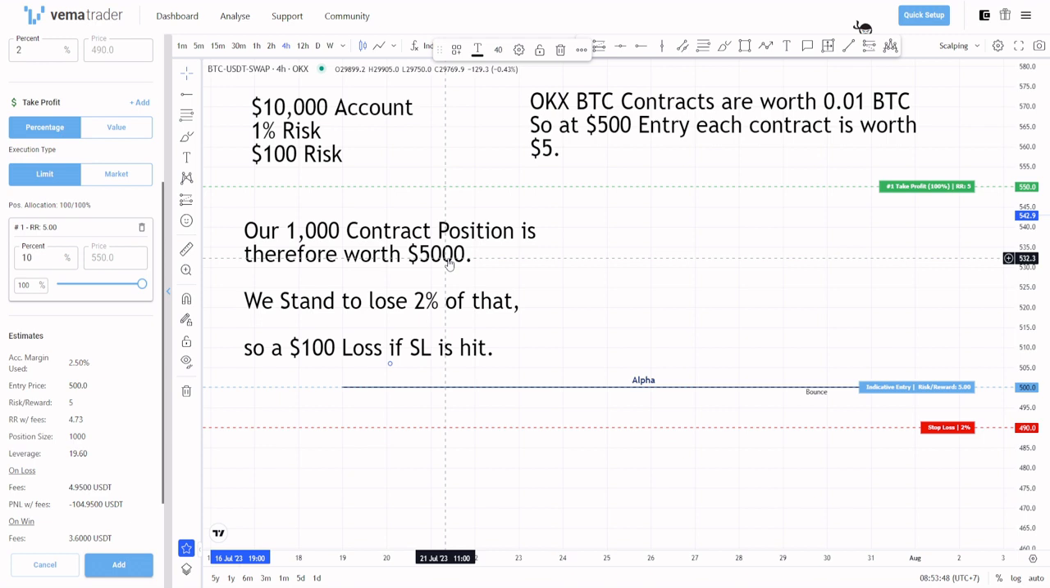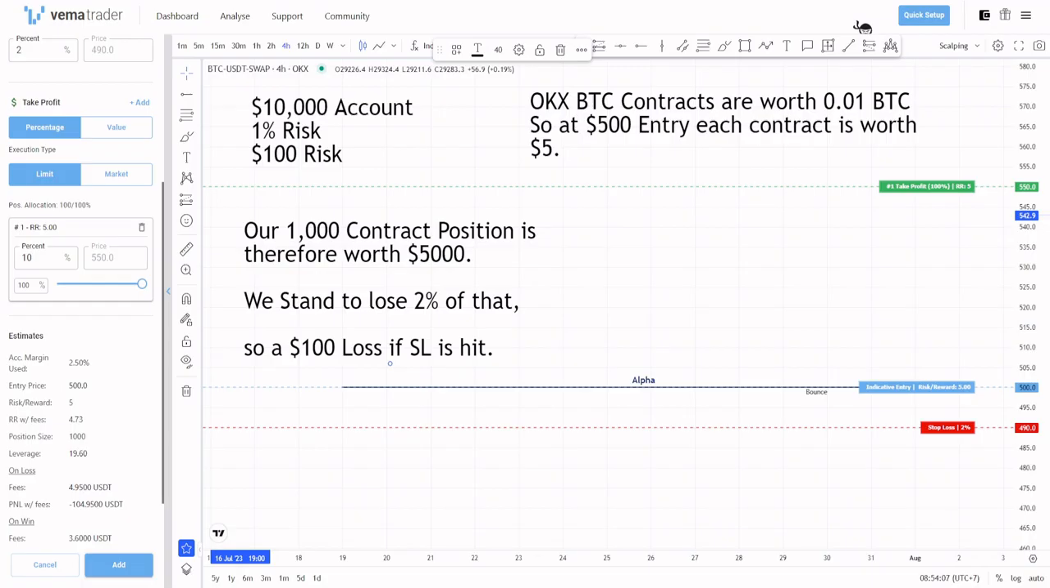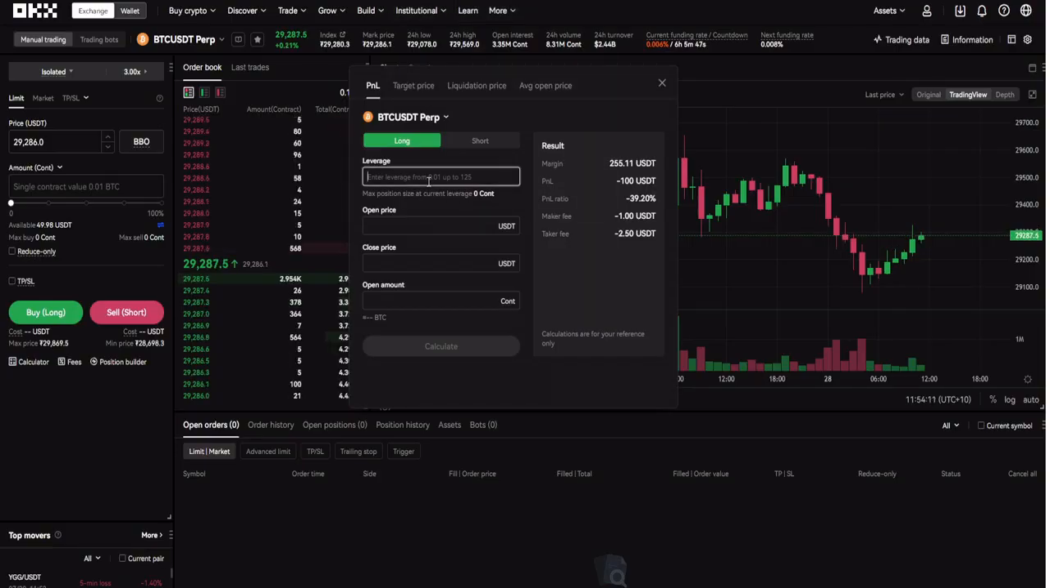Now, one of the questions that really commonly comes up: how do I change my leverage to reduce my fees? Well, the answer is you cannot. Changing your leverage does not affect the fees whatsoever. So we can come to OKX's calculator and show that really well. You can see that Vema gave us a leverage of 19.6. So we put in our 19.6 leverage.